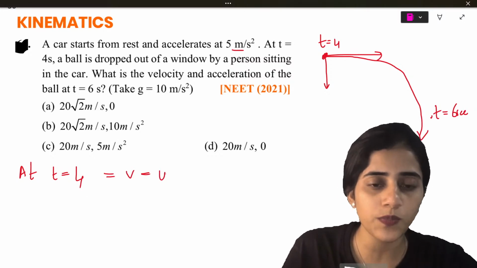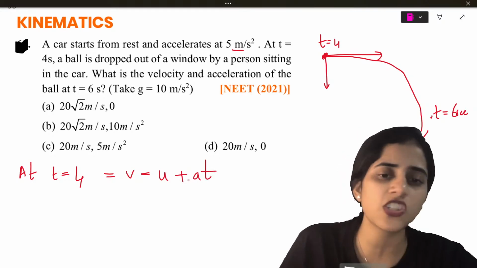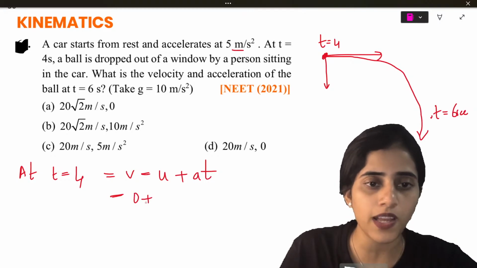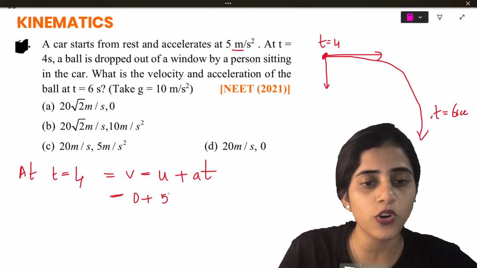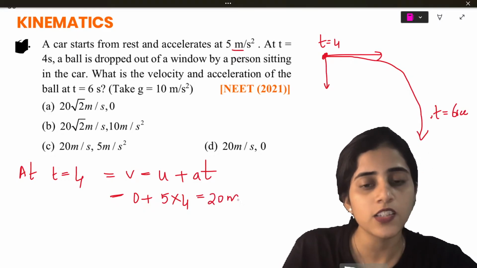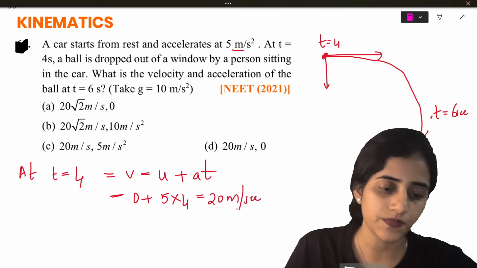V is equal to u plus at is the formula. So initial velocity is 0, so u is anyway 0. So it will be 0 plus 5 into 4, because it accelerates at 5. So this is going to be 20 meters per second.